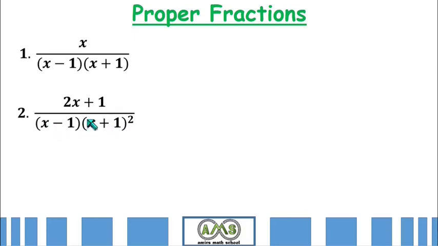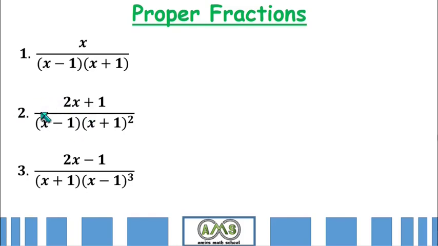Here the denominator is the product of linear factors where some of the factors are repeated. Here x plus 1 is repeated, that is (x plus 1) whole squared. In the third case, similar to number 2, that is (2x minus 1) divided by (x plus 1) times (x minus 1) whole cubed. In the previous case the factor is squared, repeated 2 times; here it is repeated 3 times. Type 4, that is 7 divided by x squared times (x minus 1). This is also like type 2 or 3.